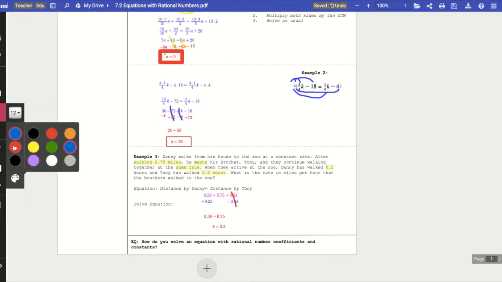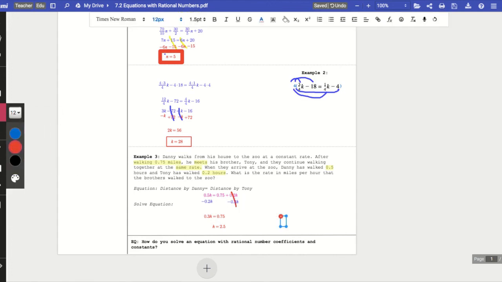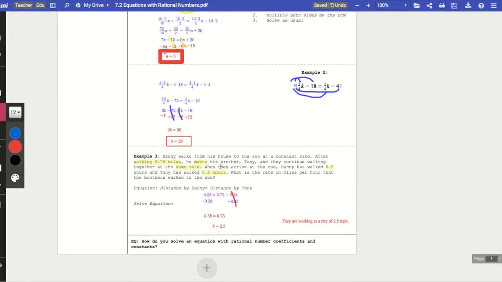And I'm actually going to write that as a sentence because we got 2.5. But it's important to interpret what it means, remember. So they are walking at a rate of 2.5 miles per hour. And that's it. So hopefully now you have an idea of how to solve an equation for rational numbers.